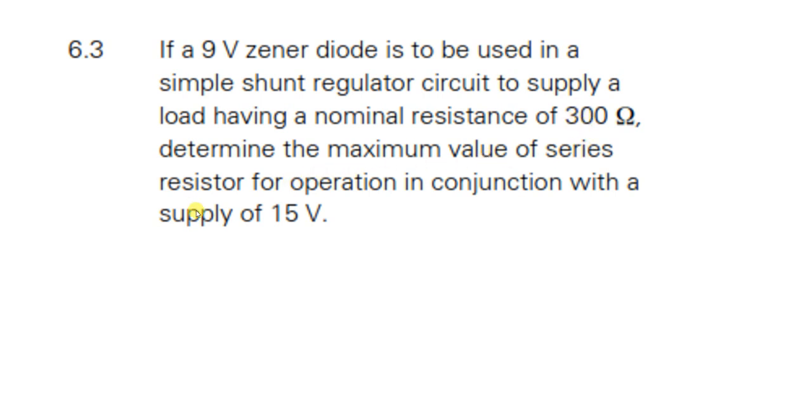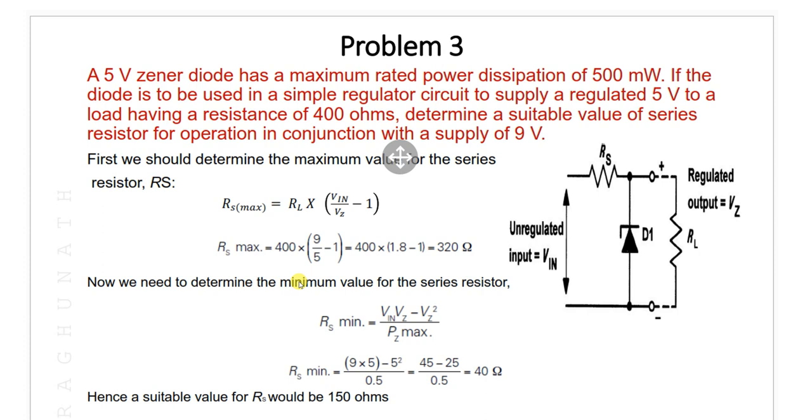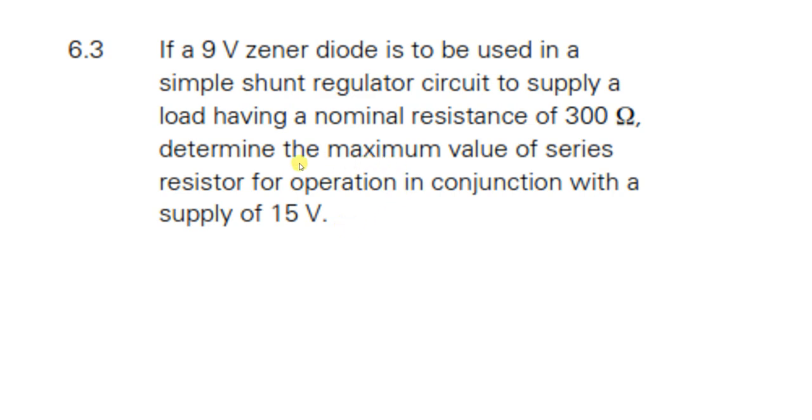Determine the maximum value of the series resistor. Only the maximum value we have to find out. Determine the maximum value of series resistor in conjunction with a supply of 15 volts. So this is the value of RS max. Here, determine the suitable value of series resistor, so we have to find the minimum value and maximum value. I think in this problem they asked to just determine the maximum value.